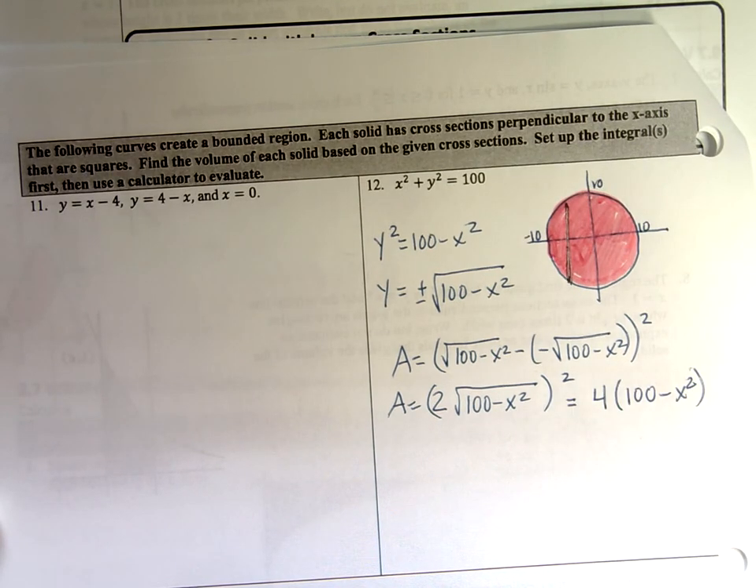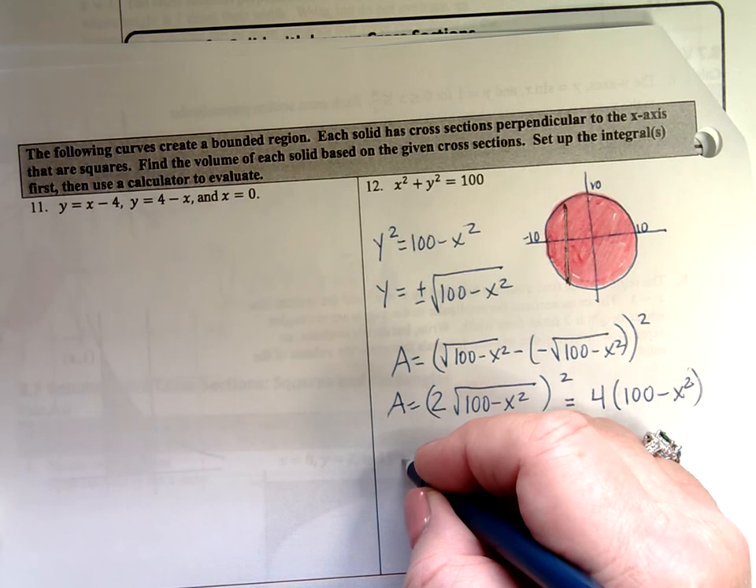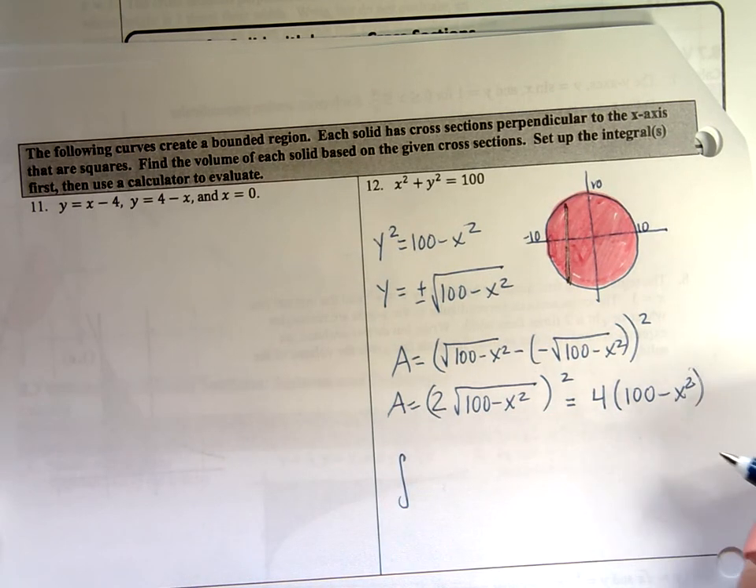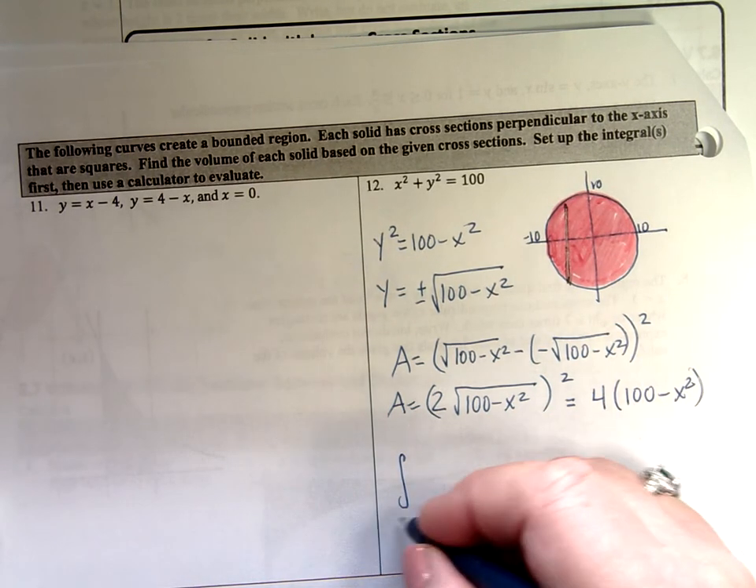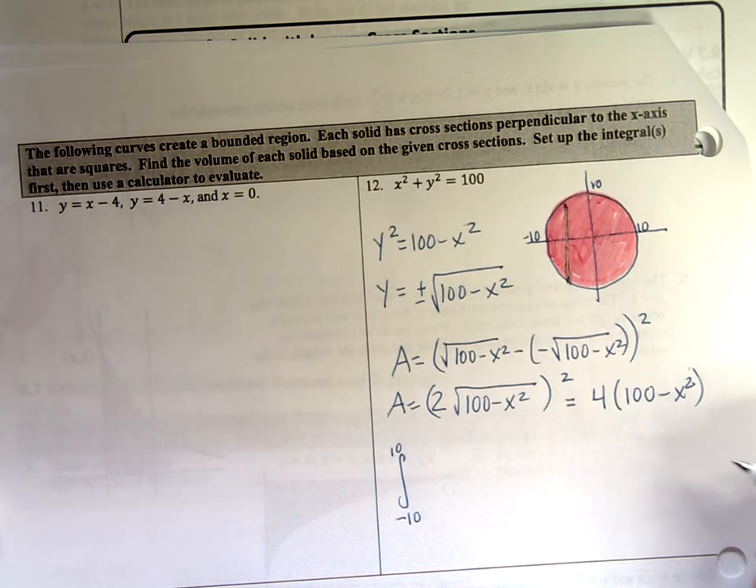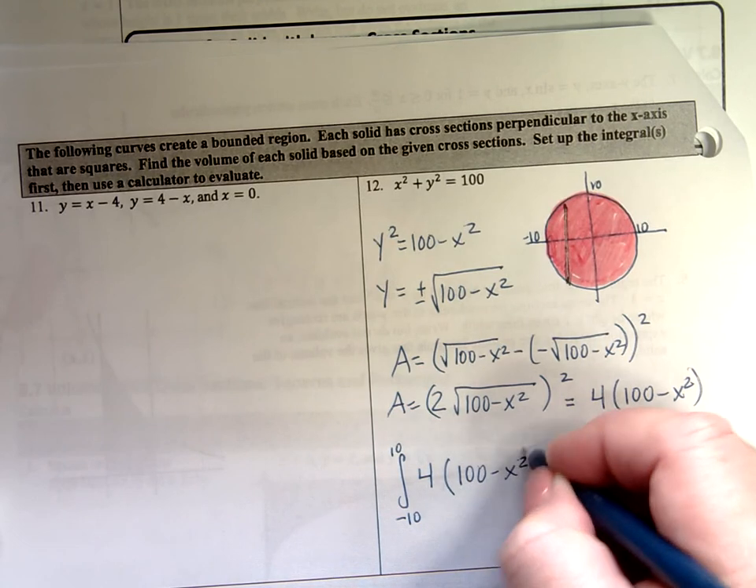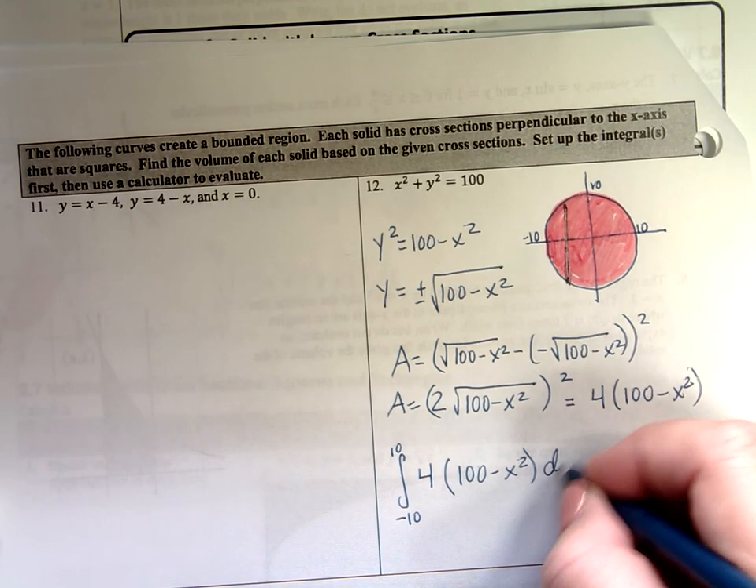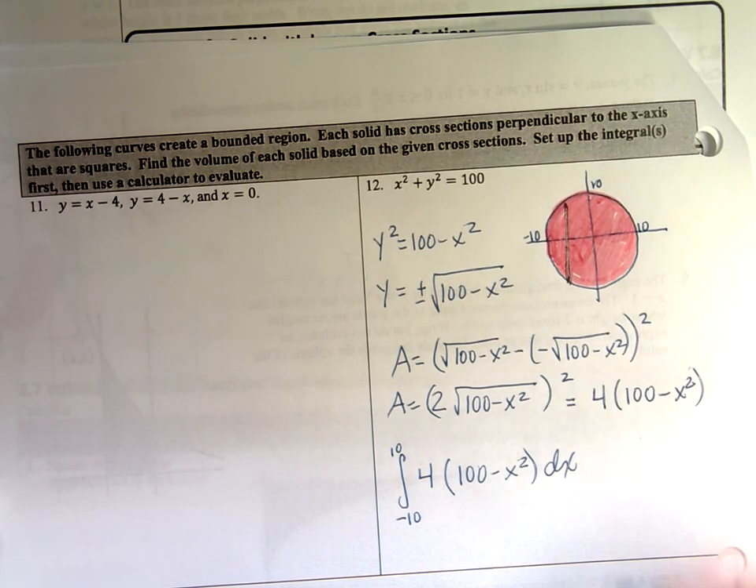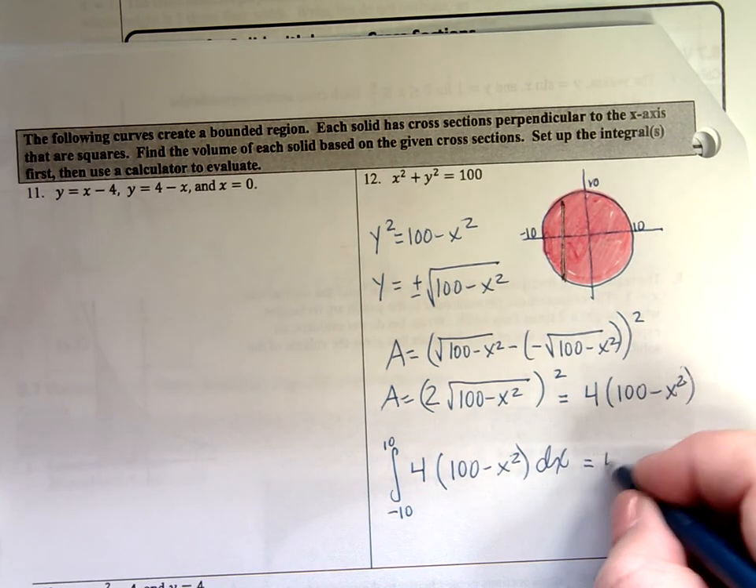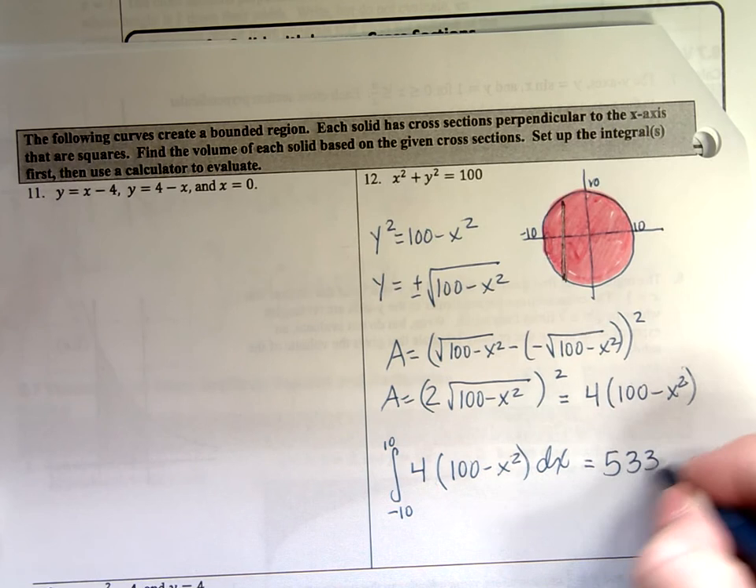So your volume is going to be the integral, x values going from negative 10 to 10, of 4 times 100 minus x squared with respect to x. Now that one, when you put it in the calculator, gives you a big number. Your answer is 5,333.33.